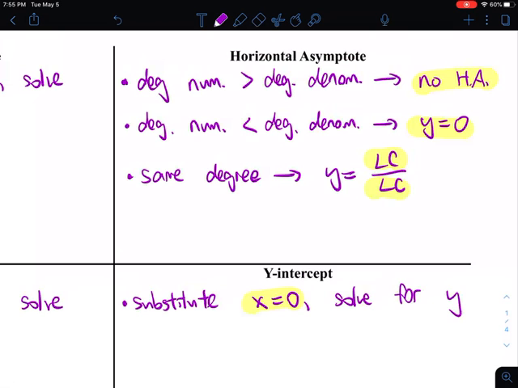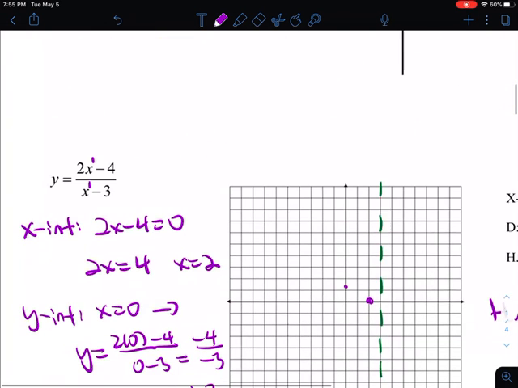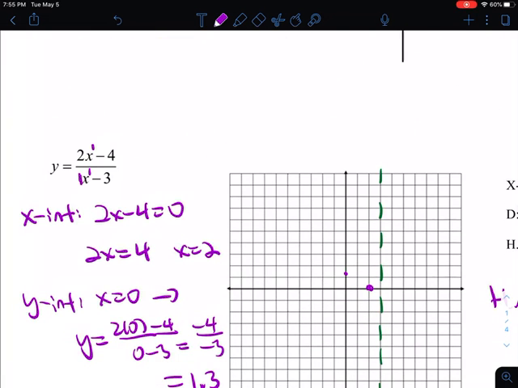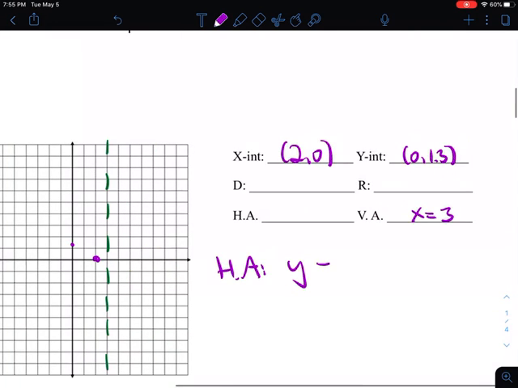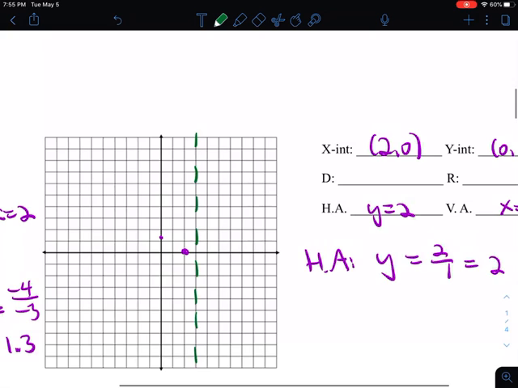Then we compare the leading coefficients. So same degree, look at leading coefficient. The coefficient on top is 2. On the bottom, it's 1. So it'll be y equals 2 over 1, which is just 2. So let's go ahead and graph that in as well, y equals 2.